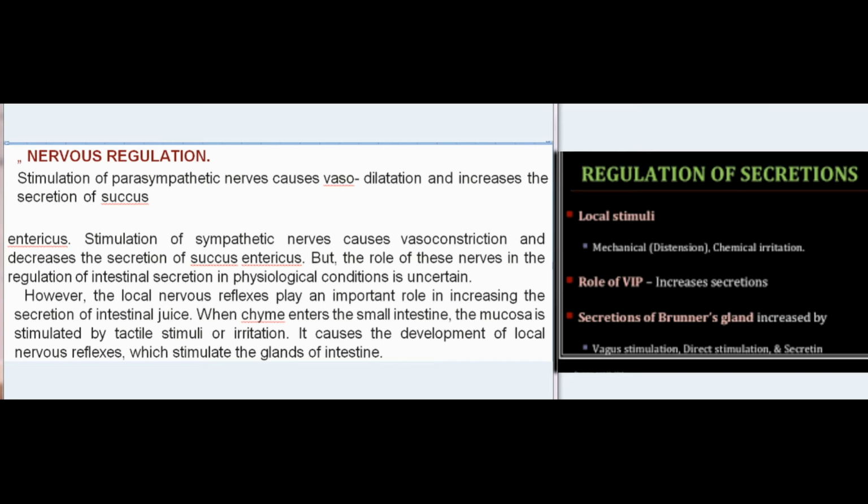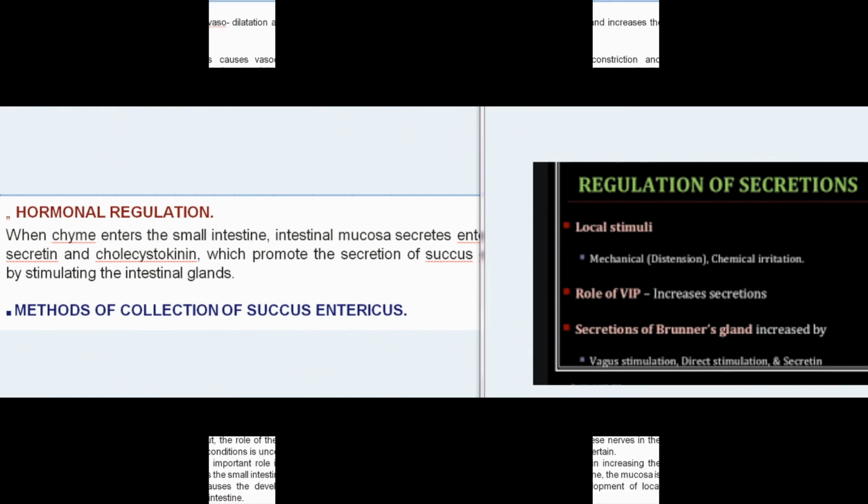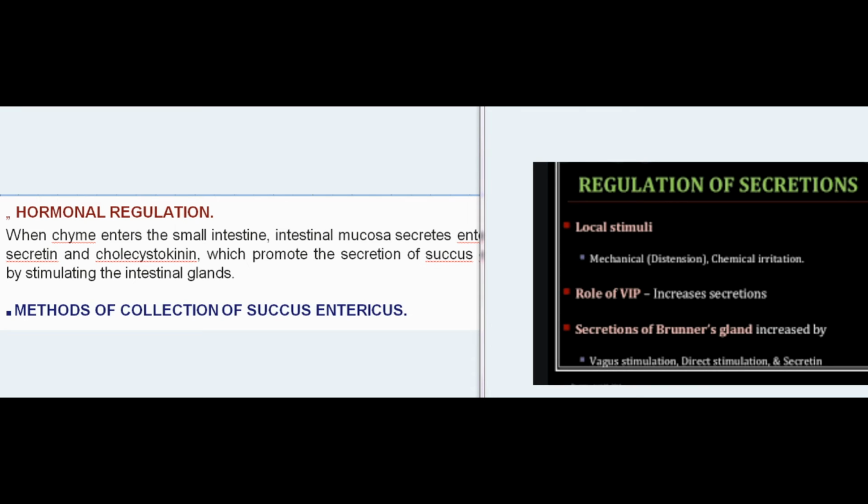When chyme enters the small intestine, the mucosa is stimulated by tactile stimuli or irritation. It causes the development of local nervous reflexes, which stimulate the glands of intestine. Hormonal regulation. When chyme enters the small intestine, intestinal mucosa secretes enterocrinin, secretin, and cholecystokinin, which promote the secretion of Succus entericus by stimulating the intestinal glands.